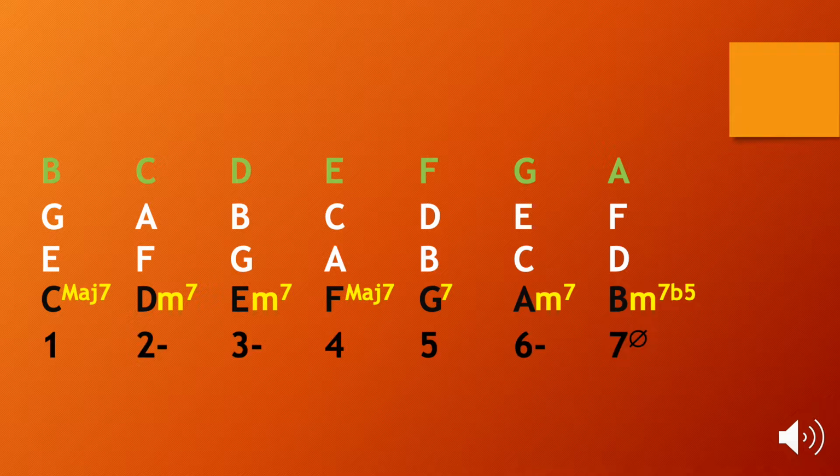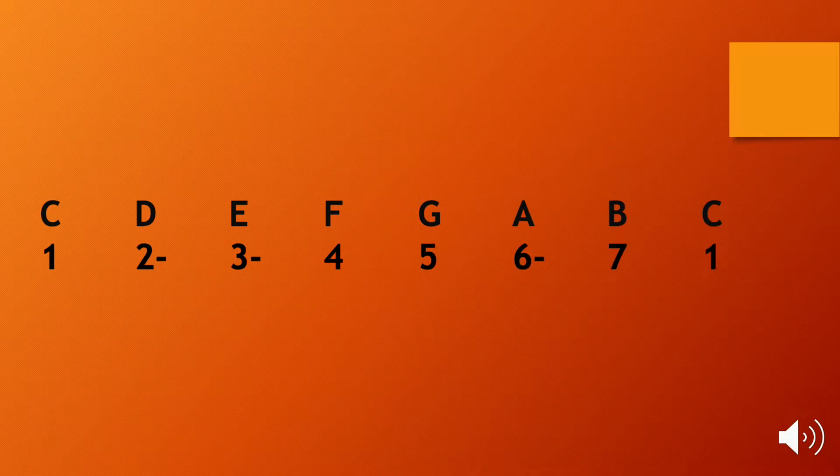To remind you how we would notate this in Nashville numbers: the 1, 2 with a minus for minor, 3 minor, 4, 5, 6, and 7 half diminished. So let's continue to look at these scale degrees.